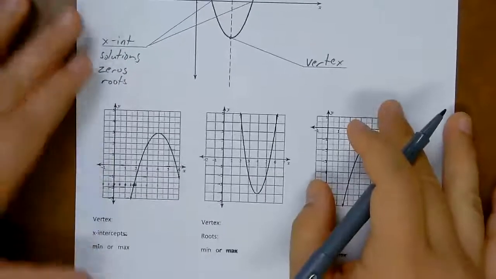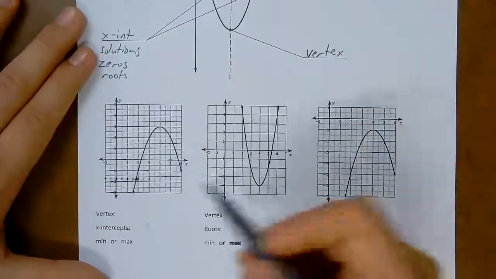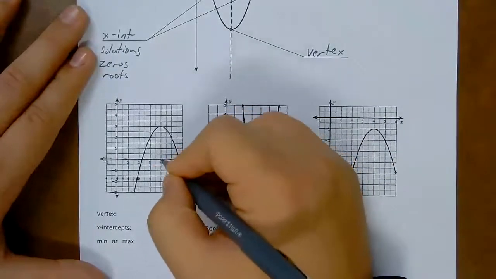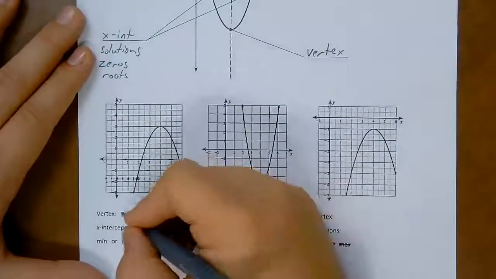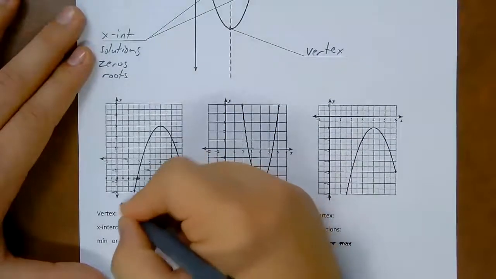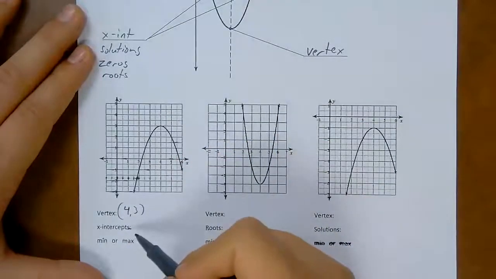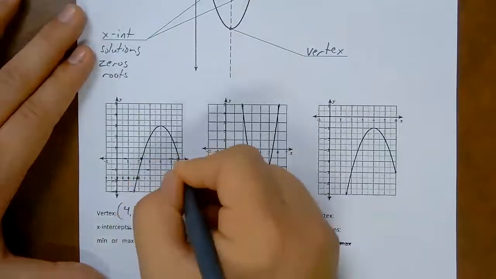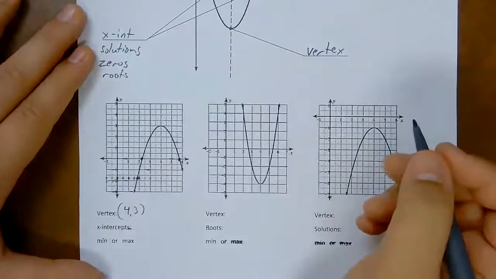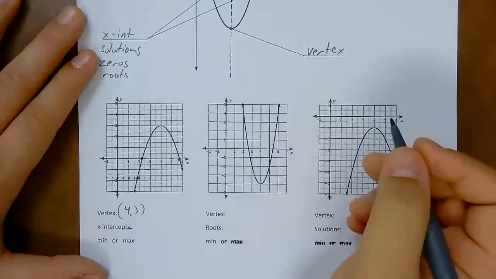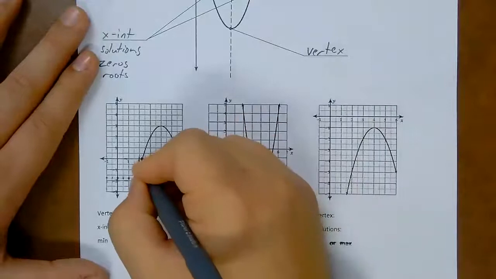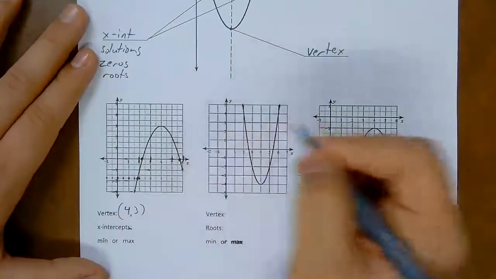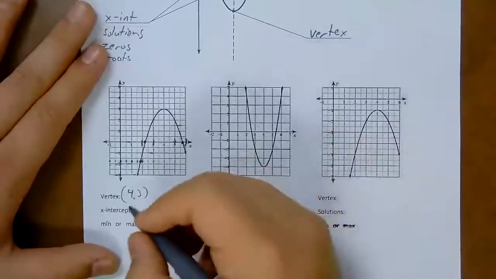Let's try to identify them ourselves, okay? So our vertex, all I want you to do is identify the ordered pair of the vertex. Let's see, 4, 3 is our vertex. All right, our x-intercepts, where do they cross the x-axis? Let's see, right here and right here, okay? We don't know these exact values, and that's okay. What we do know is that our first x-intercept is between 2 and 3, and our second x-intercept is between 5 and 6.